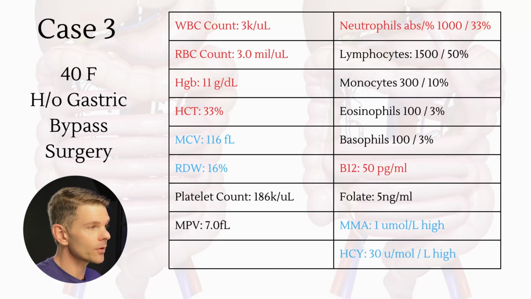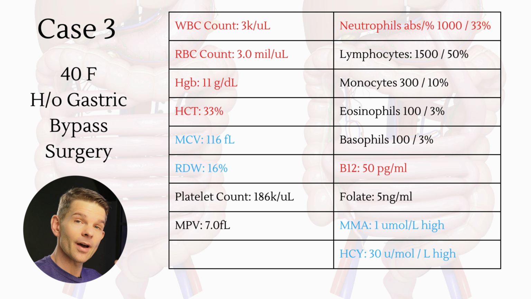Case 3 is a 40-year-old African-American woman who had gastric bypass surgery 5 years ago and is getting routine labs done by her PCP. She feels fatigued. She's anemic with a hemoglobin of 11 and a hematocrit of 33. Her MCV is very high at 116 femtoliters.